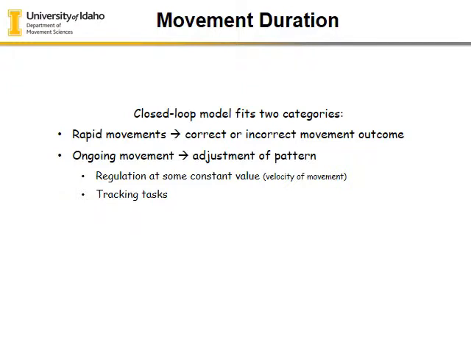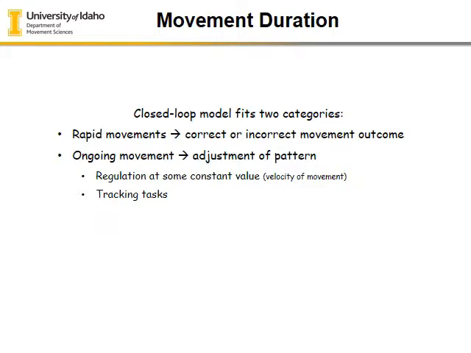So this closed loop model fits two categories: rapid movements where you just complete a task, or ongoing movements. In how the closed loop fits the rapid movement, it gives you a correct or incorrect idea of the outcome movement. If I'm throwing darts quickly, I know if I hit the dartboard where I wanted to by the result, or if I was trying to catch a ball, or one of those tasks that just happens quickly. It's not only a rapid movement, but a discrete movement with a clear end.